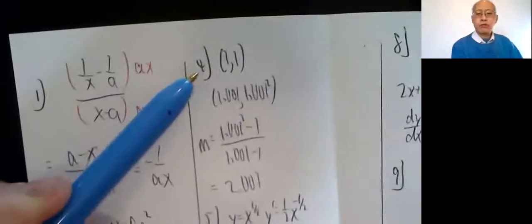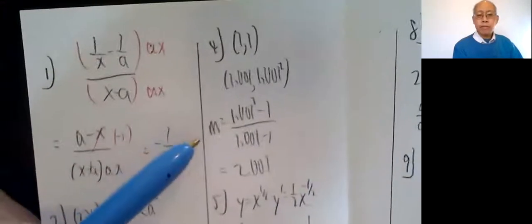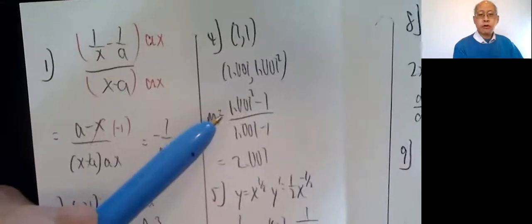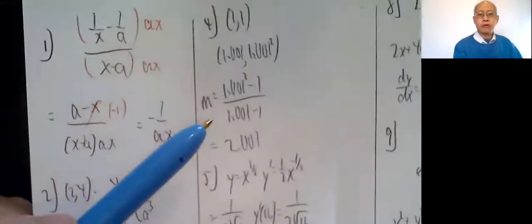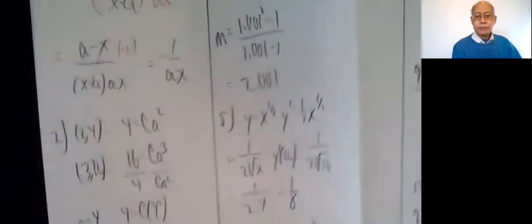Number 4: you have the point 1, 1 and 1.001, 1.001 squared. So the slope is 1.001 squared minus 1 divided by 1.001 minus 1, which is 2.001.